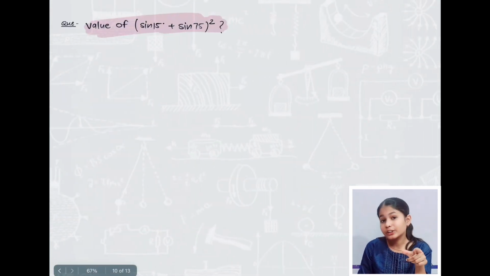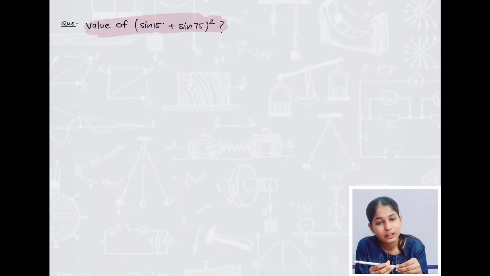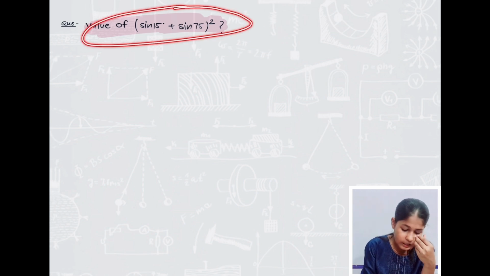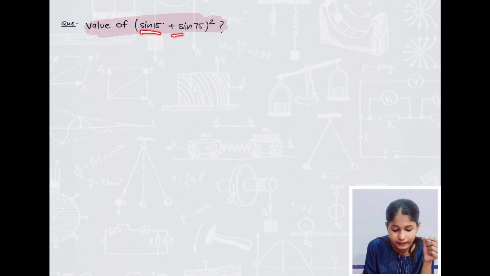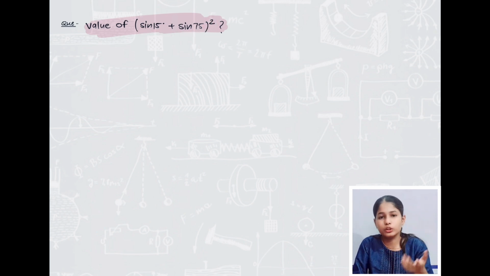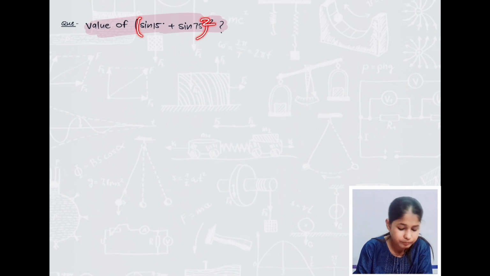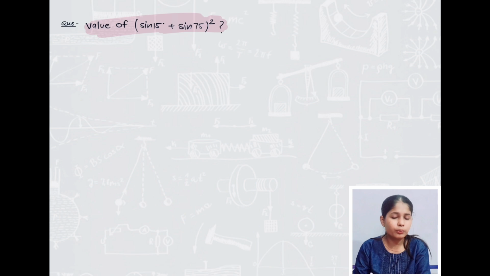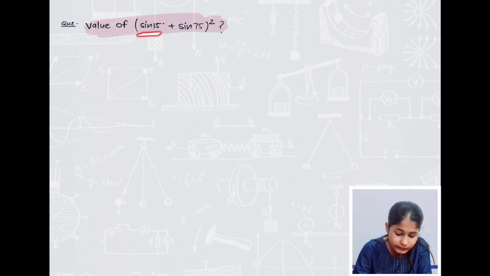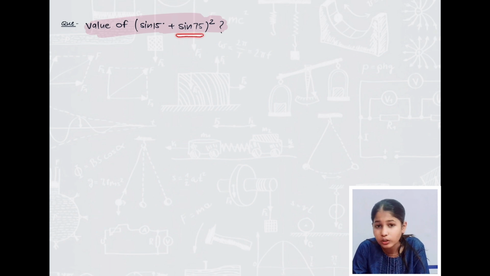Okay, our next question is: take out the value of (sine 15 degrees plus sine 75 degrees) whole square. Now, first of all, if you want to solve it numerically, can you solve it? Simply no. Why? Because do you know the value of sine 15 degrees? Simply no. And do you know the value of sine 75 degrees? No, you don't know.